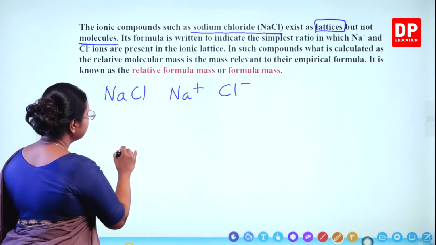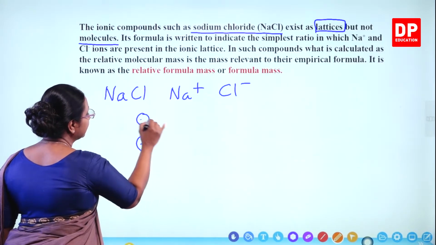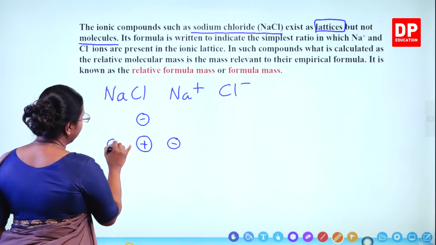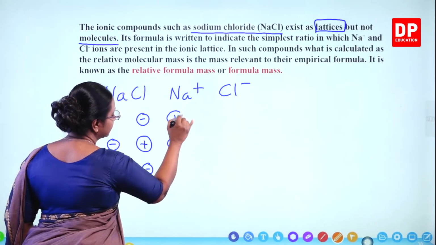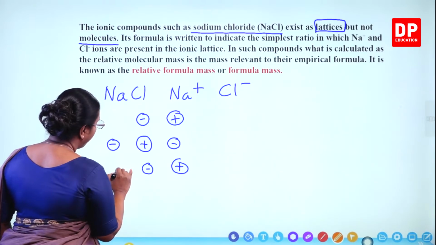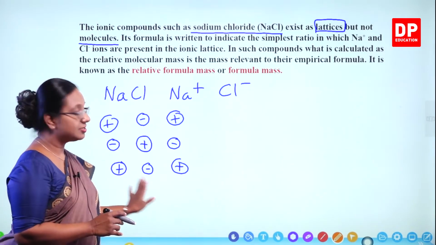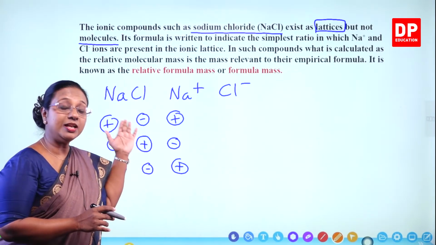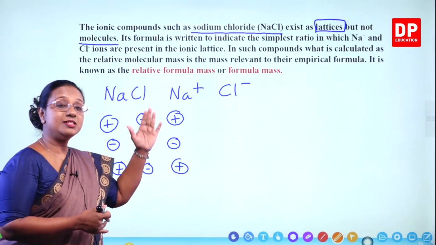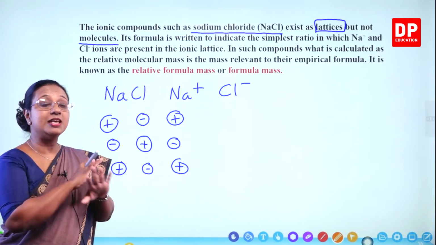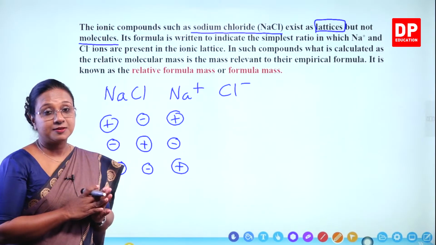Now what happens is these sodium ions, the positive ions, and the negative ions can get arranged in 3-dimensional arrays like this. Alternately, they get arranged. So this is just the 2-dimensional arrangement. It will be 3-dimensional. In front also there are ions, behind also there will be ions. So it's going to be a 3-dimensional lattice.